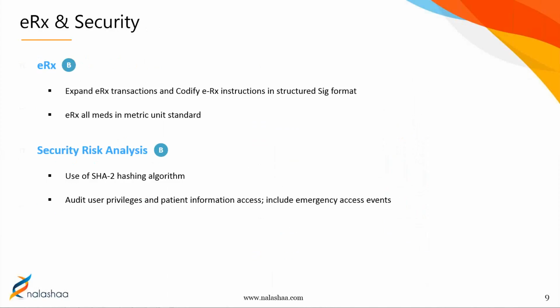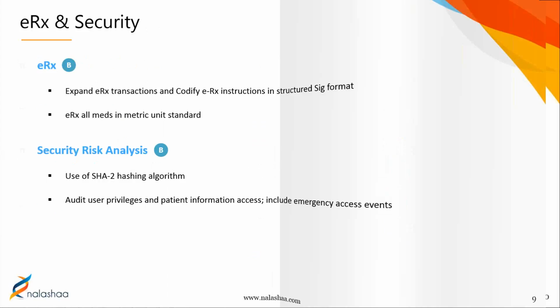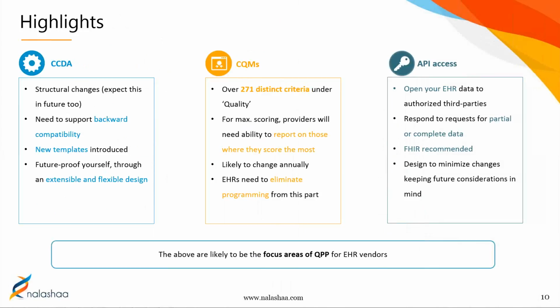So while we just went through the objectives of the 2015 edition, based on prior experience with the certifications, we have identified three major challenges that every EHR vendor will need to struggle with during the implementation of the 2015 edition. So let us see what those are. Okay, as you see on screen, they are CCDA, CQMs, and the new one that we have is the API access. So let's start with CCDA.